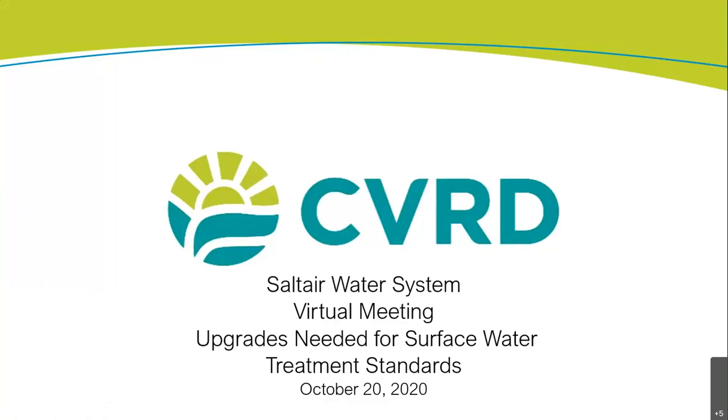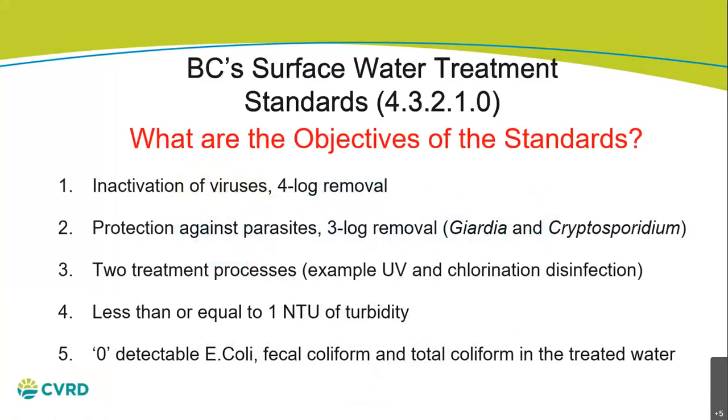So first thing is the BC Surface Water Treatment Standards, which were introduced in 2012 and are required of all surface water systems in British Columbia. One of the quick terms we use is the 43210 standards. And the reason for that is that there are particular levels of achievement of treatment that are required for that. And it follows under the 43210.